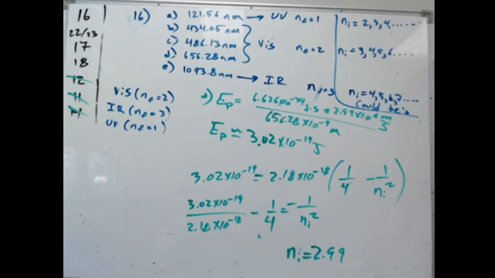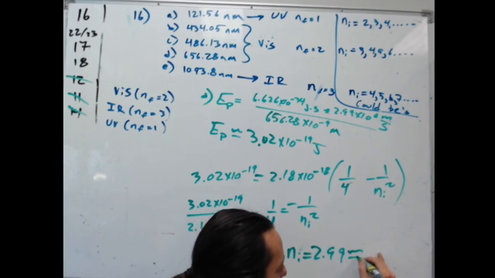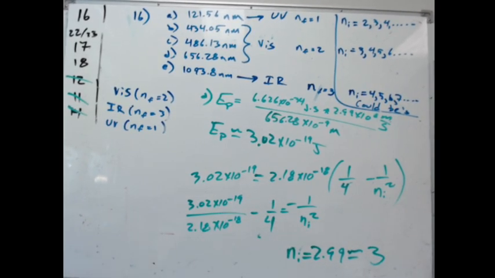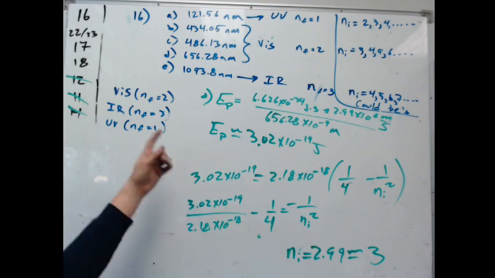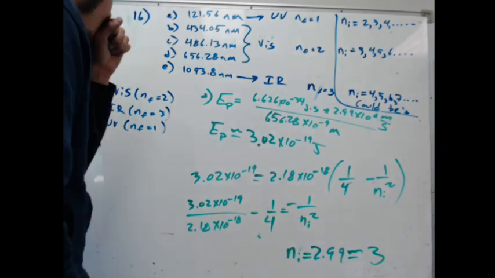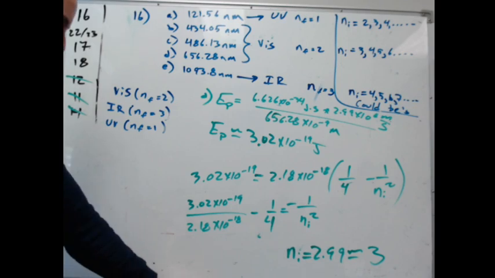Now, if you report 2.99 as your answer, I'd probably take off like a part of a point, because we know that the n values need to be whole numbers, and what we're dealing with is just rounding errors. It should be 3, which, if you remember, was what we guessed would be the case for D, because it's the smallest energy transition possible. Our guess wasn't that bad. So that's how we do problem 16.